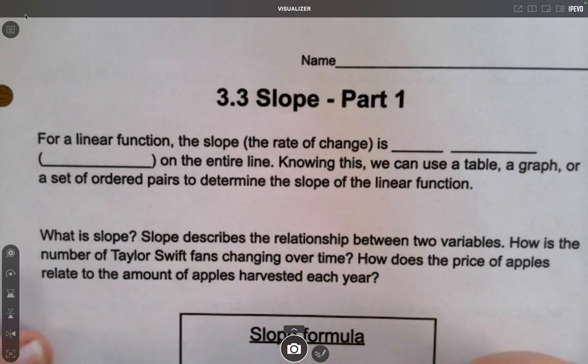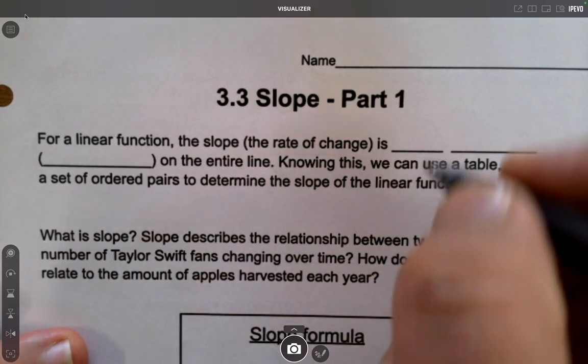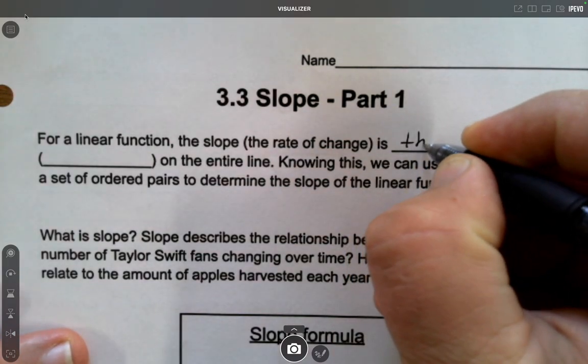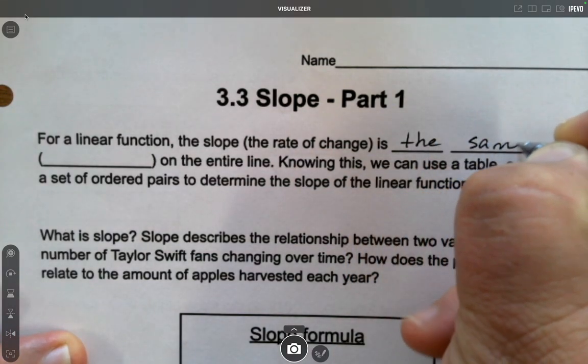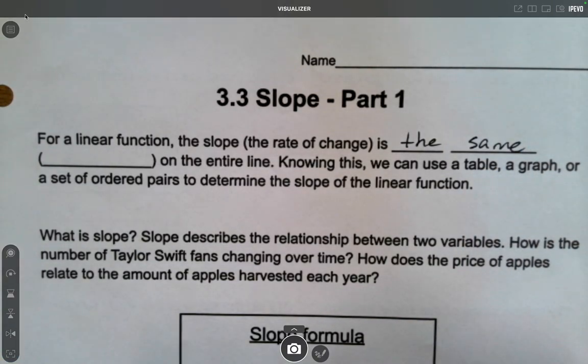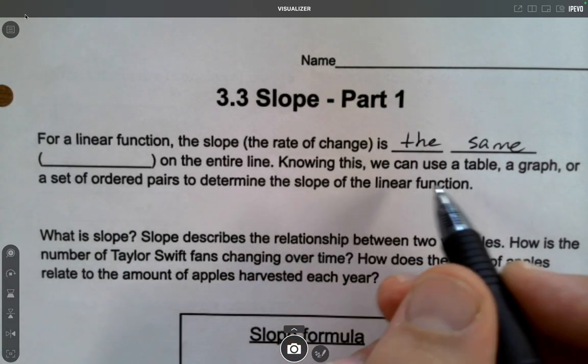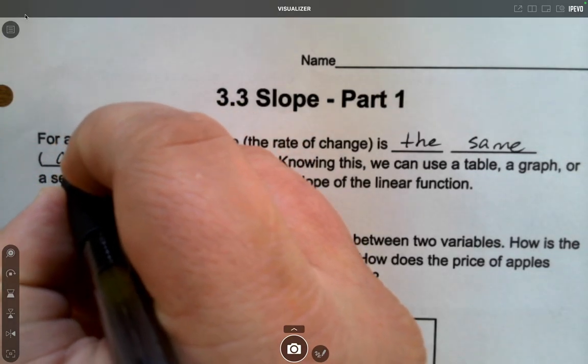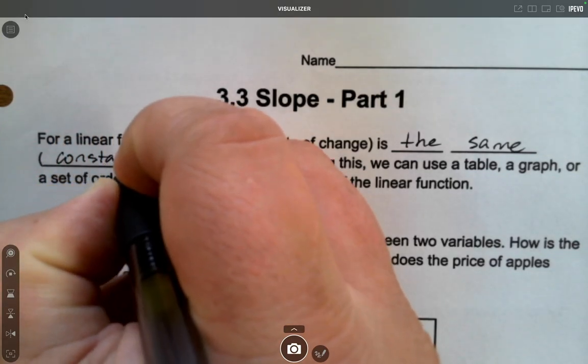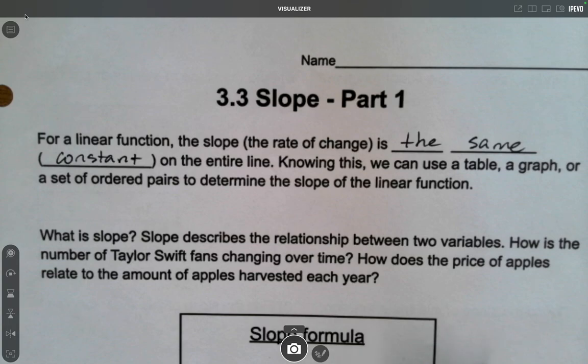But for a linear function, a straight line, the slope is the same on the entire line. It never changes. It's a straight line, so it never changes how steep or how not steep it is. It never changes whether it's heading uphill or downhill. And another way to say that it's the same is to say that it's constant. It's unchanging, so it is constant.